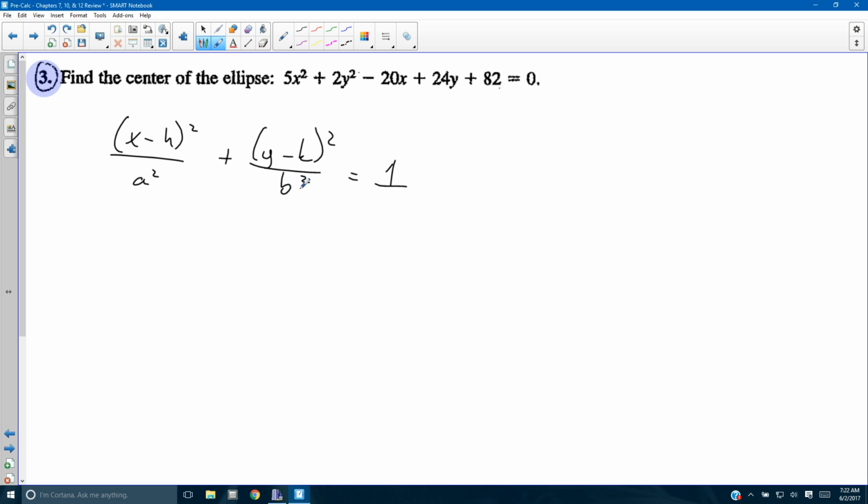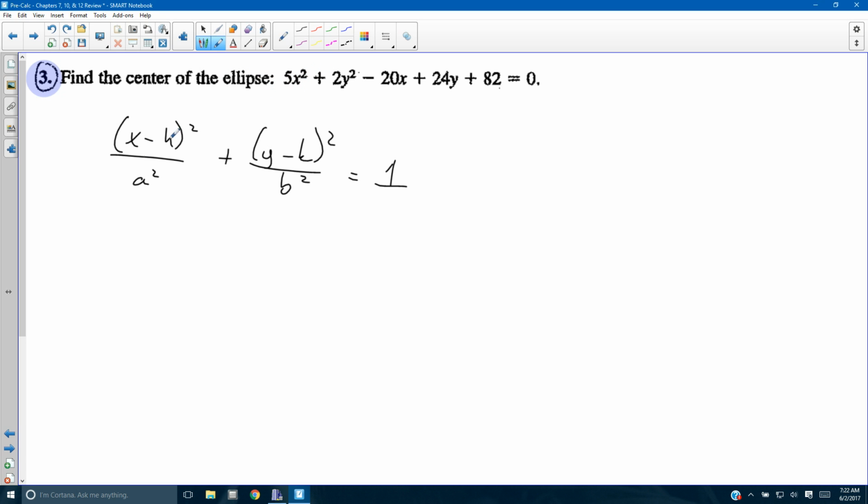This is the form I'm trying to get it to. Now, the larger number will be a squared, so whichever one this goes underneath would technically be a squared. And b squared would be the smaller number representing the minor axis there. But here, that's not my focus. My intent is to figure out what h and k are. That's it. I don't need to draw this thing.